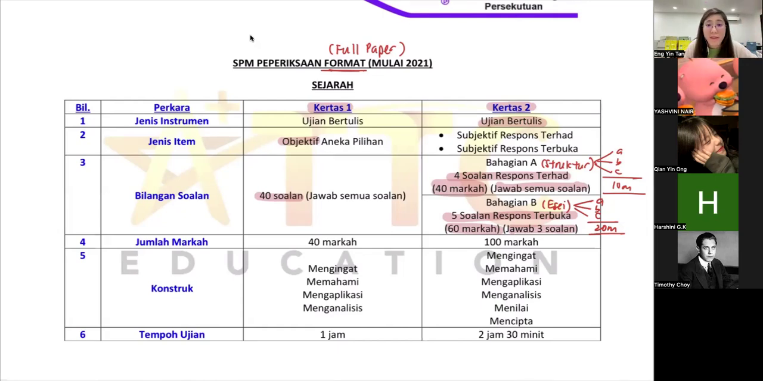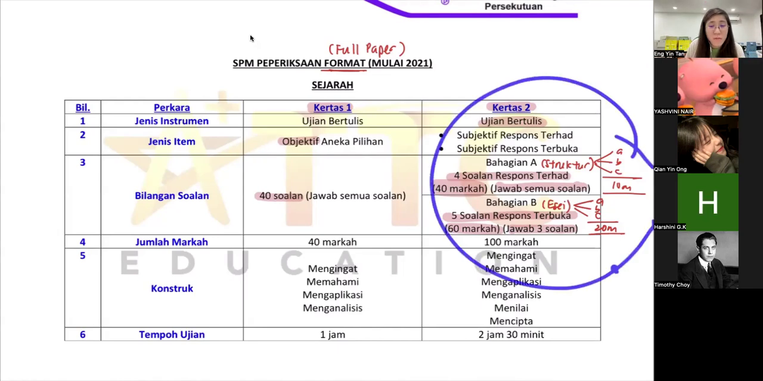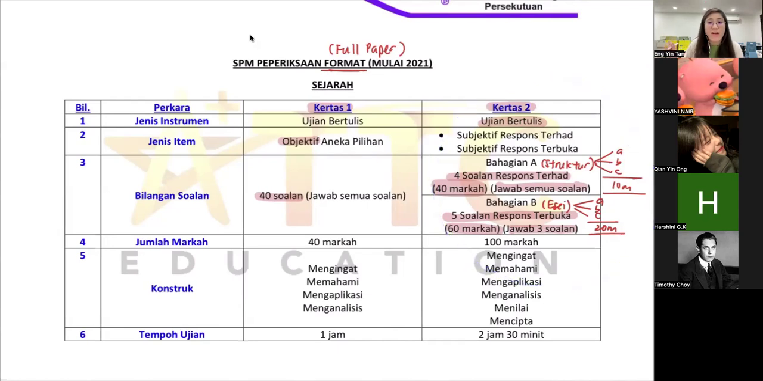Itu skema jawapan. You still remember? Your teacher will base on the skema jawapan to mark. So you need to know what points, what answers they write. You write, you can get marks. You must learn, guys. You must write, you know. You must learn how to write the answer.